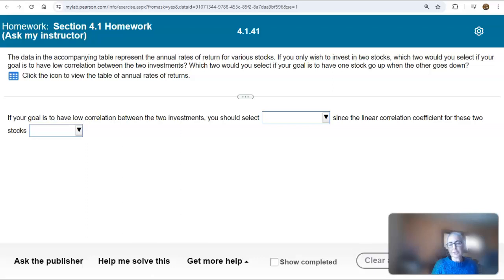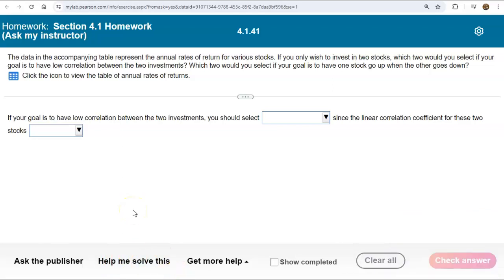Hello, I received a question from section 4.1 in the homework to compute and interpret the linear correlation coefficient. And so I'm going to go ahead and go through this problem right now. It's question number 13 in the homework.